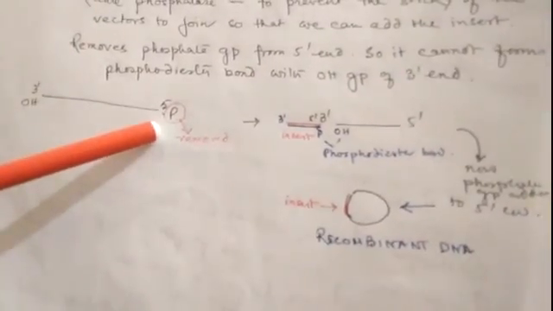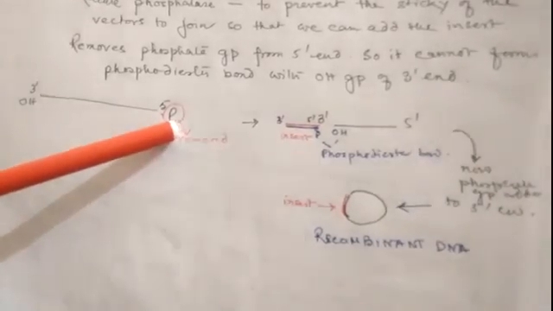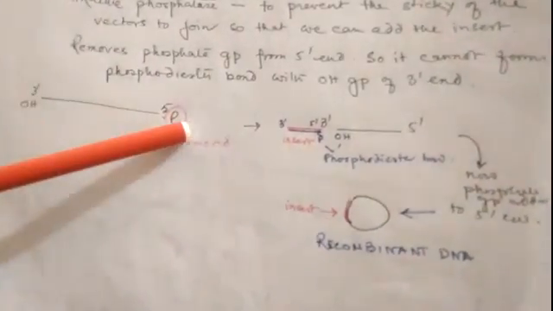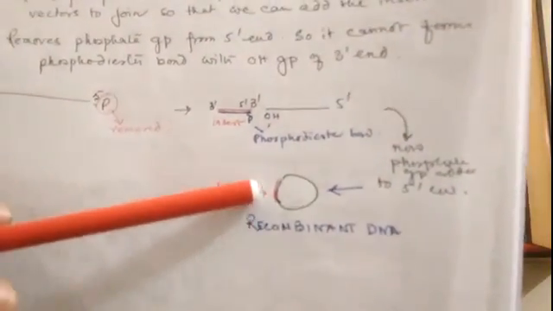So alkaline phosphatase is used to keep this linear, or prevents the bonding of the 5' end with the 3' end, until and unless the DNA of our interest has been inserted in the vector.